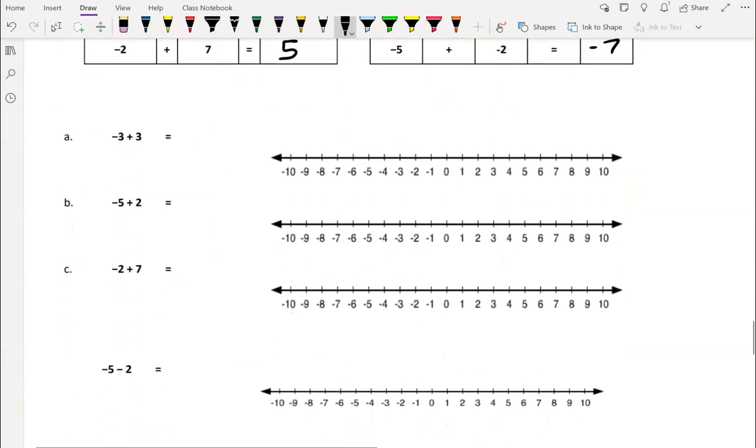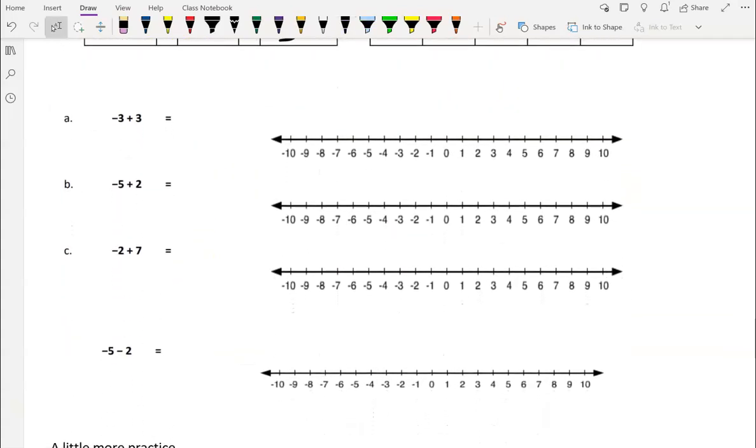Oh, this is interesting here. Now we're going to try a different conceptual model. This is the number line. Now, on a number line, we always start at 0. And in this one, this is negative 3 plus 3. So I'm going to start at 0, and I'm going to go to negative 3. Negative 1, 2, 3. Okay, that's where I'm at. And then to that, I'm going to add positive 3. So I'm going to move in the positive direction 3. 1, 2, 3. Where did I end? Well, I ended at 0. So negative 3 plus 3 is 0.